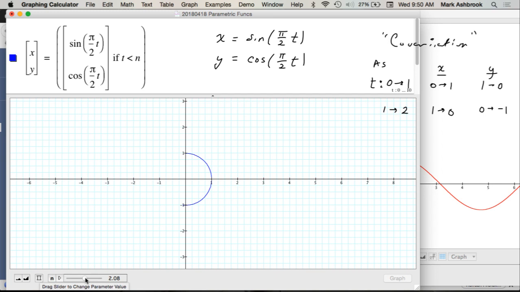In the fourth quadrant. So what is this function doing? This function does what, in general?